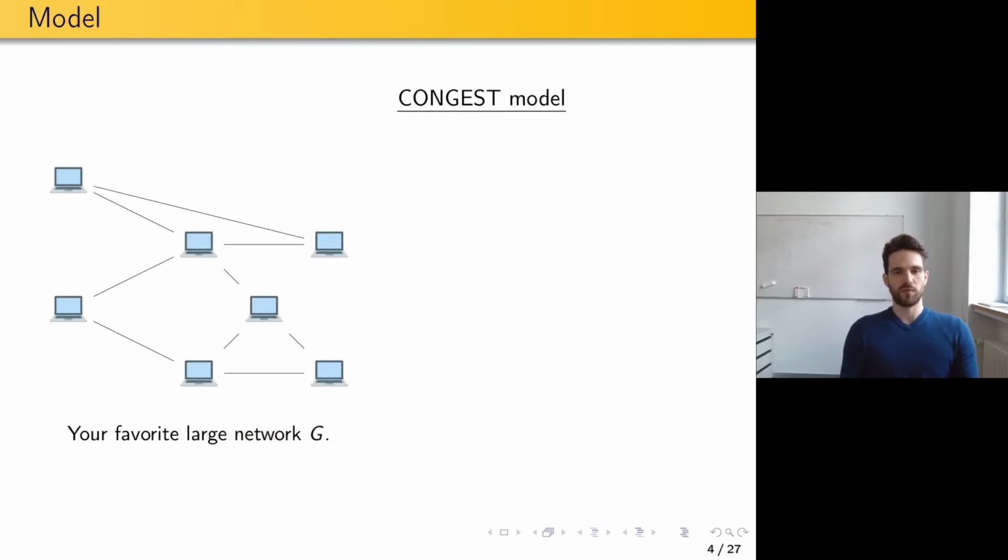Alright, so before we dive into the results, we definitely need to specify the formal mathematical model in which this computation actually occurs. This is going to be the classical CONGEST model, and it is formalized in the following way. Our network topology is abstracted as an undirected graph G. So the vertices of this undirected graph are the computers, and the edges are the links connecting those computers.